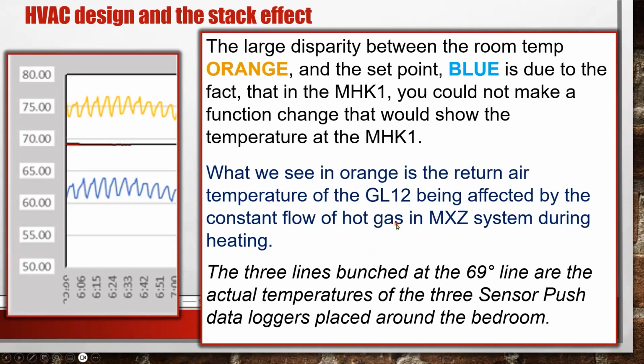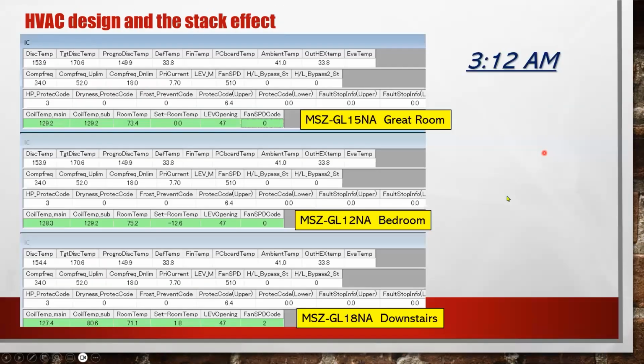The 3 bunched lines right in the middle of this chart are the 3 SensorPush data loggers. Notice how tight of a temperature they maintain. This room actually did not overheat, but it never achieved her set point of 64 degrees because of the stack effect and the fact that multi-zone units will still provide some heat through convection from the hot coil.